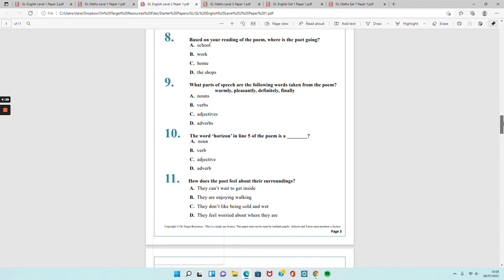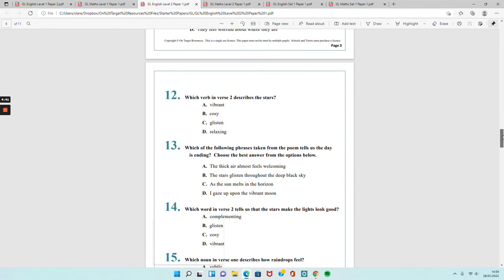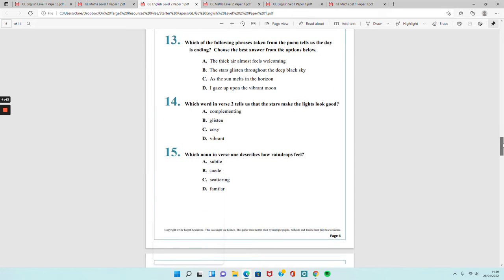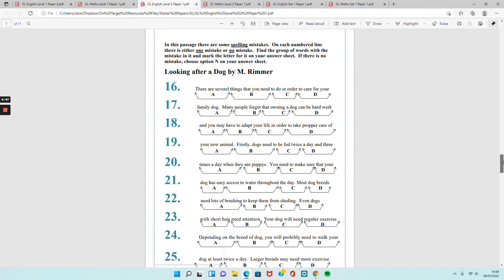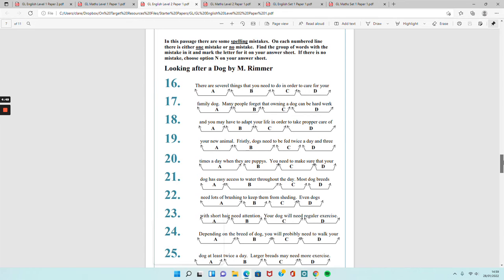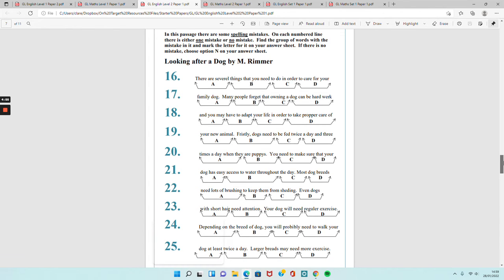So similar to level 1, longer comprehension, more questions, and then we're into our passages with errors, and there's 2 passages with errors in level 2. So we have a spelling mistakes passages with errors, in which you're going to be looking for your spelling rules, your common spelling rules.